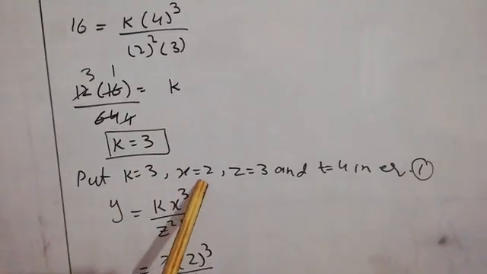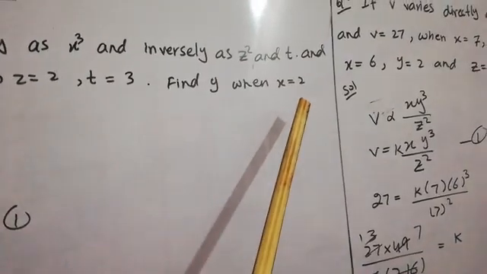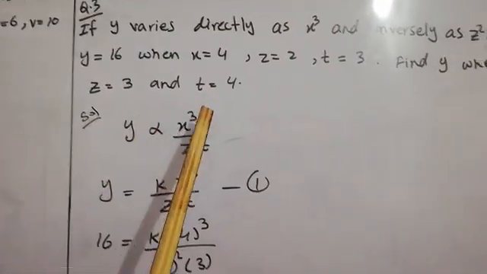Now we will put the value of k is equal to 3, new values of x. X is equal to 2, z 3 and t 4.